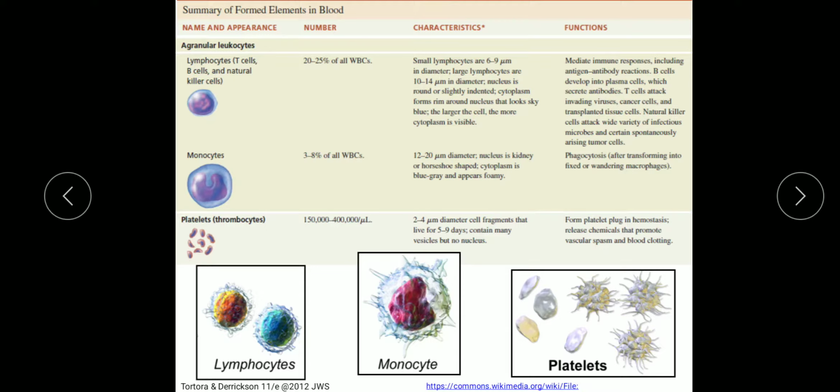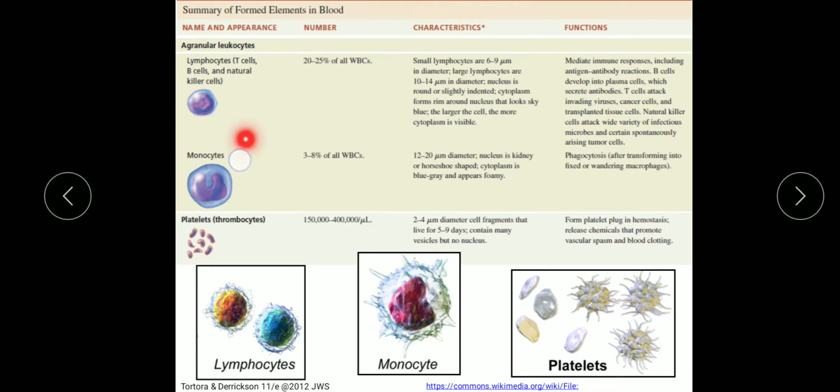Immune responses carried out by B cells and T cells help combat infections and provide protection against some diseases. Natural killer cells attack a wide variety of infectious microbes and certain spontaneously arising tumor cells.